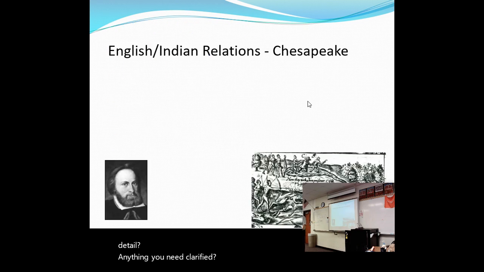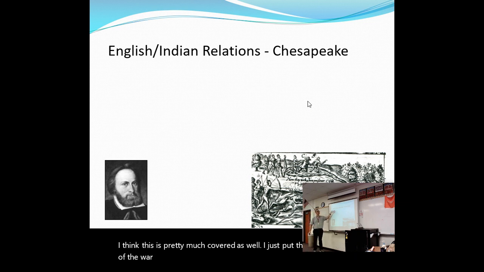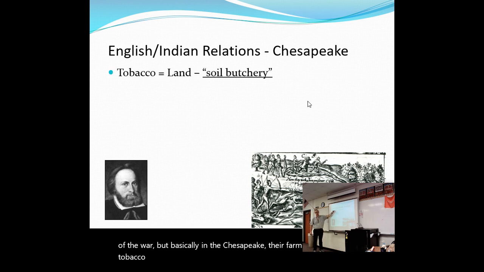All right. I think this is pretty much covered as well. I just put the specific name of the war. But basically in the Chesapeake, they're farming tobacco. Tobacco kills the soil, so they have to keep moving westward to find new soil. And fortunately for them, there's a whole lot of land that you can farm.